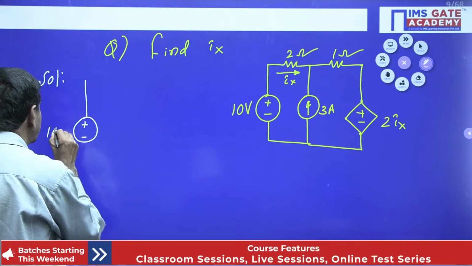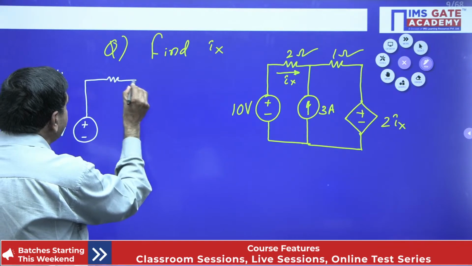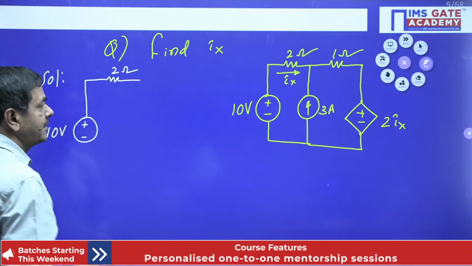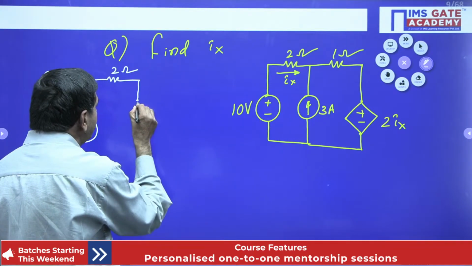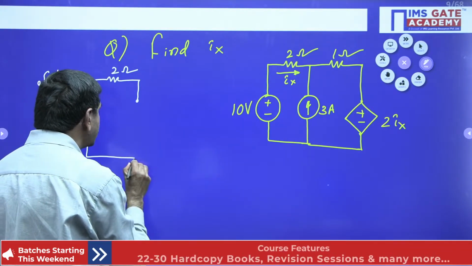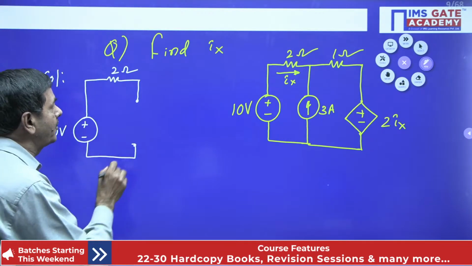This is 10 volts, connected with a 2 ohm resistance on this side. There is a 2 ohm resistor, and this current source must be open circuited. Now I would like to remove this current source. By selecting the individual sources, we need to tackle the problem.